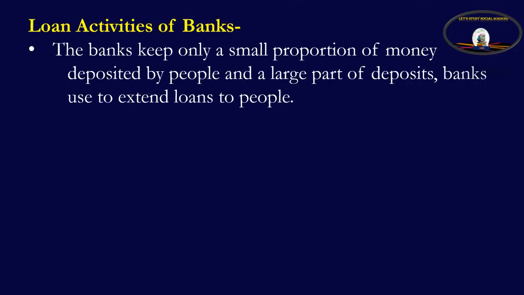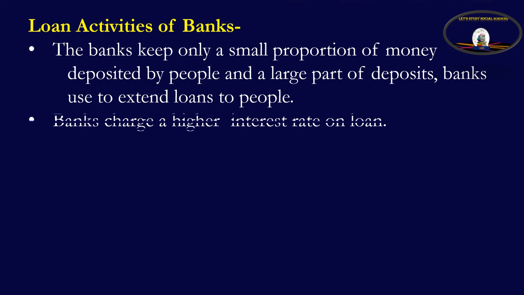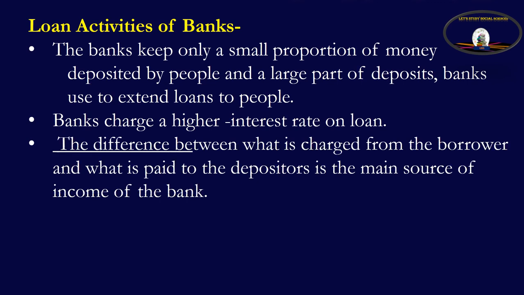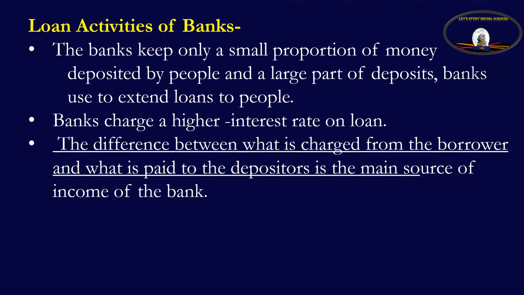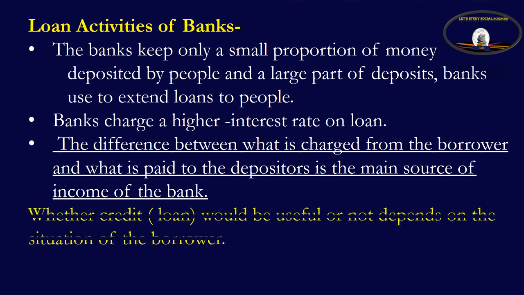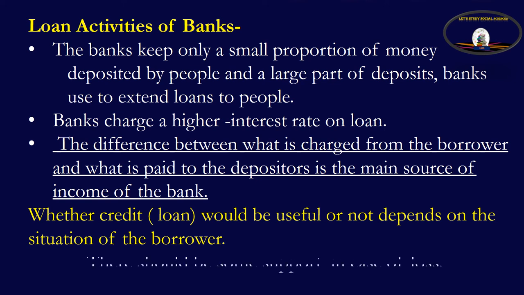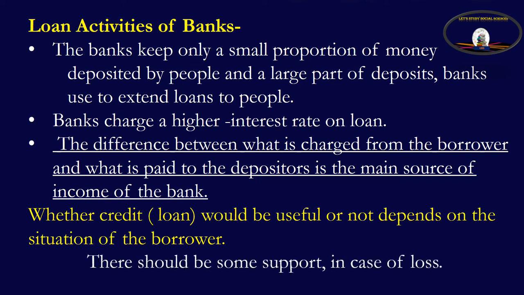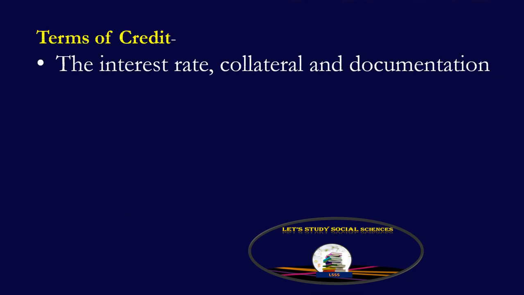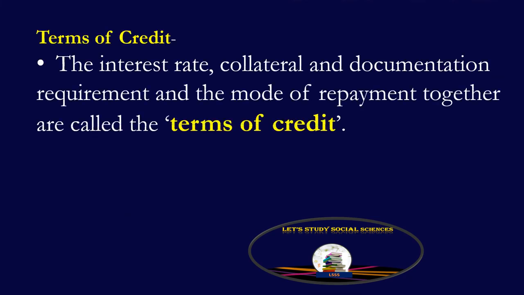In short, the banks keep only a small proportion of money deposited by people, and a large part of deposits the bank uses to extend loans to people. Banks charge a high interest rate on loans. The difference between what is charged from the borrowers and what is paid to the depositors is the main source of income of the bank. And whether credit or loan would be useful or not depends on the situation of the borrower. There should be some support in case of loss. The interest rate, collateral, the documentation requirement, and the mode of repayment together are called the terms of credit.